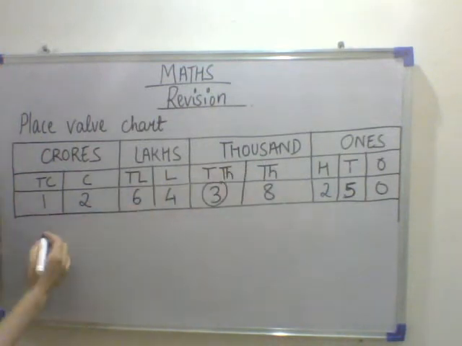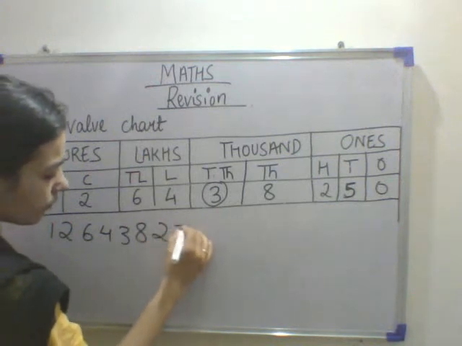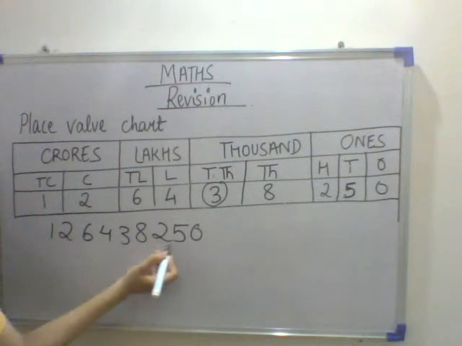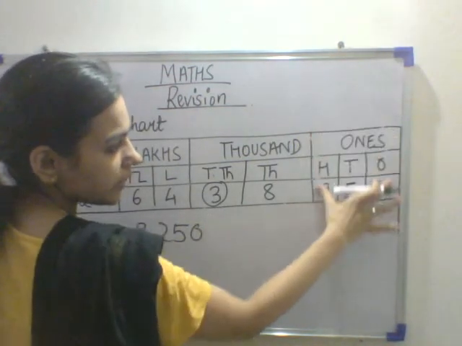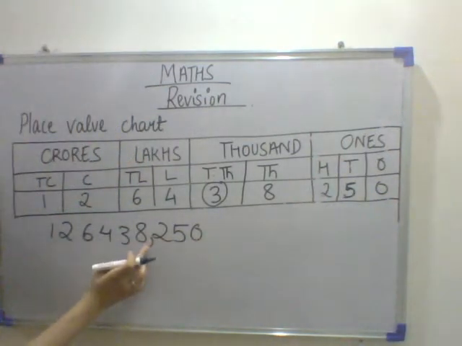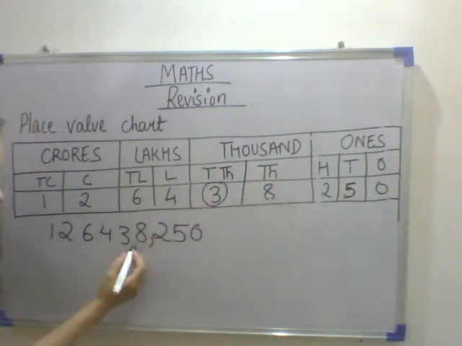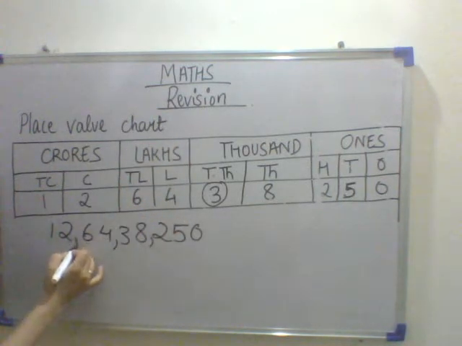How will we write this number? By putting commas. First we put the comma after the 3 digits, because it is the ones period. Ones period contains ones, tens, hundred, and then a comma. Thousand period contains 2 columns, so comma after 2 numbers. Lakhs period, after 2 numbers comma. This way we put the commas and write the number.